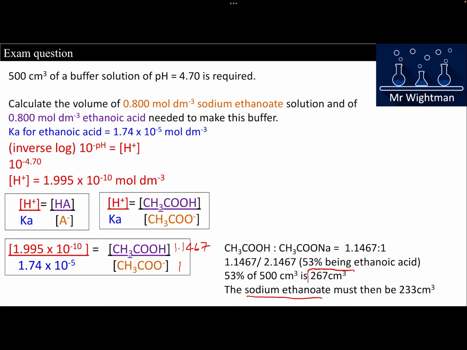And so that's the proportion we need to mix together to make 500 ml to achieve a hydrogen ion concentration of 1.995 times 10 to the minus 10, which would then give us the pH of 4.7 in our buffer. So that's how you do the question. Good luck.